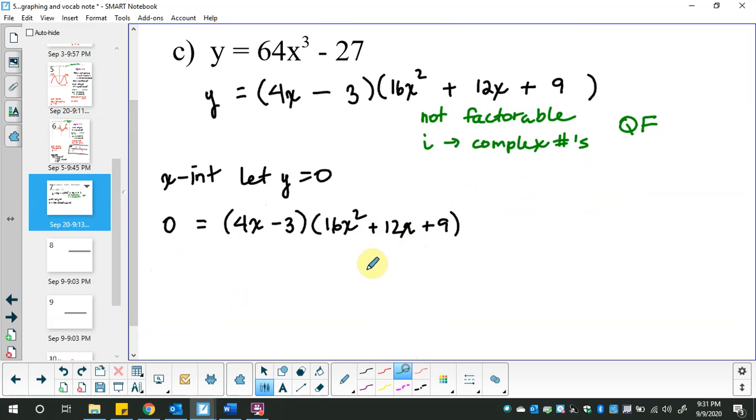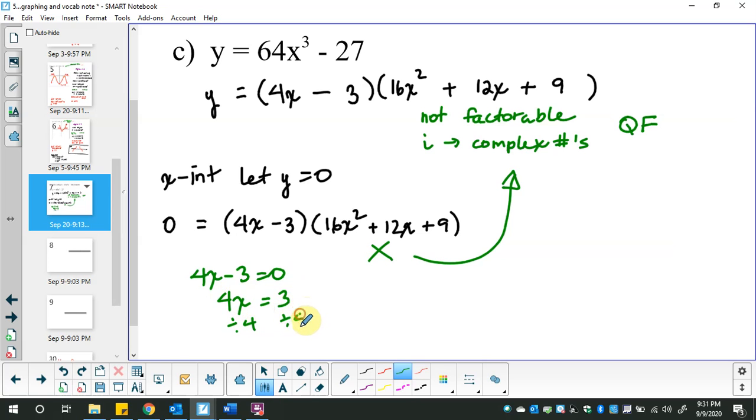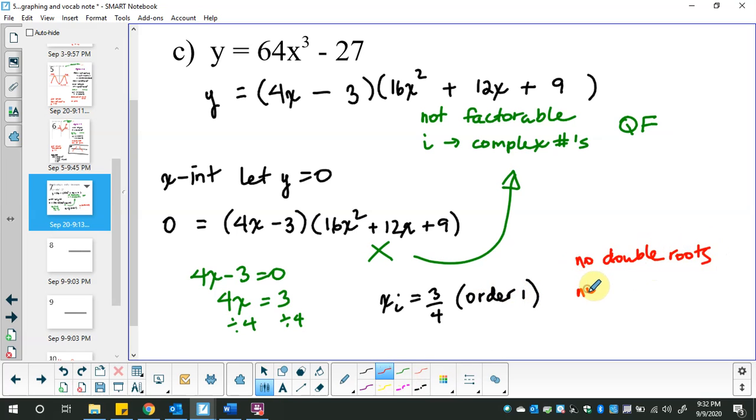I don't have to worry about this because I am so smart. I can take 4x minus 3 equals 0. I can do my work or not, depending on how careful you want to be. And you end up with an X-intercept, one and only one X-intercept of a possible 3 X-intercepts that is in order 1. Now, an order 1 means that we have no double roots, so no bounciness and no points of inflection, so no squiggleness on the x-axis.